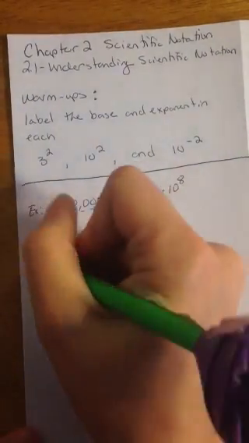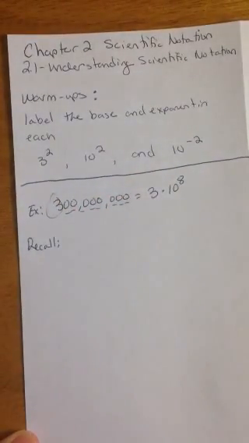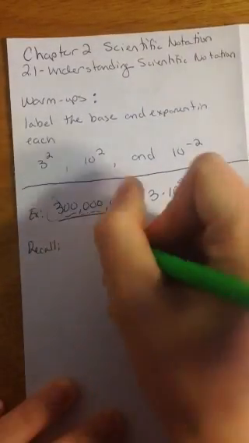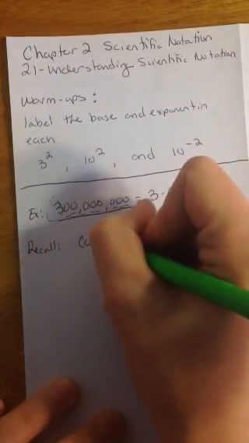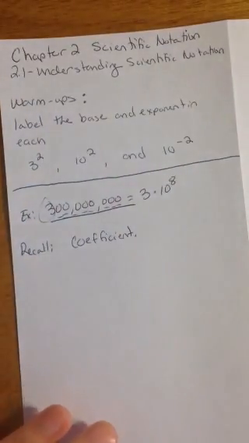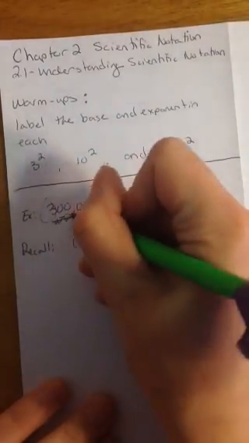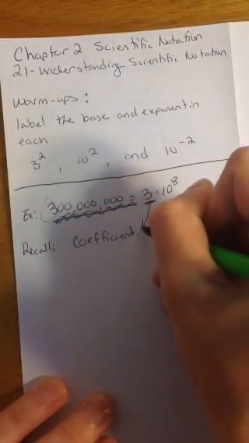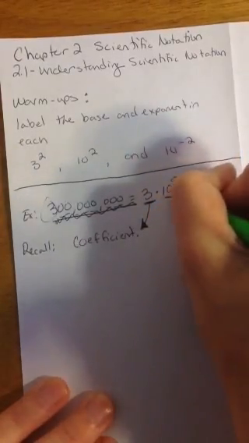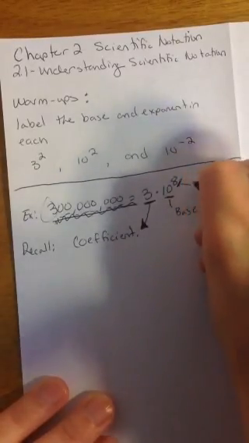Okay. So just to recall, when you're writing a number in scientific notation, the number in front, so this number here, is called the coefficient. That phrase is actually typed for you in the notes already. The number in front of the 10 power, that's called the coefficient. And as you just did in your warm-up, the 10 is the base number, and the 8 is the exponent power.